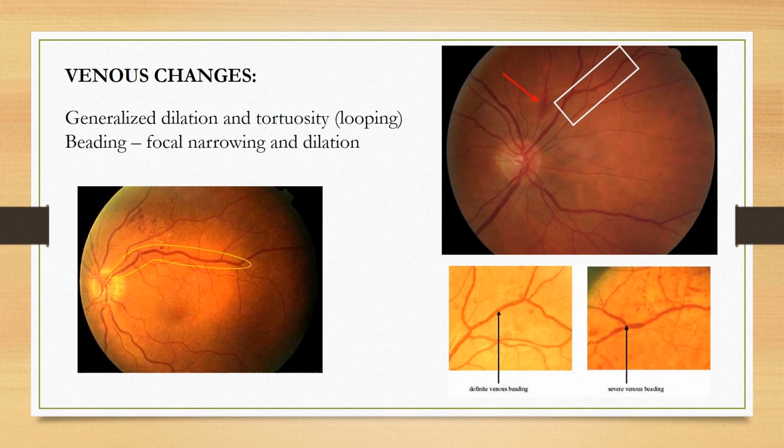So then comes the venous changes. Generally veins might become a little dilated and tortuous. Tortuous is becoming loopy or a kind of wavy. So this is called tortuosity or tortuous blood vessels.